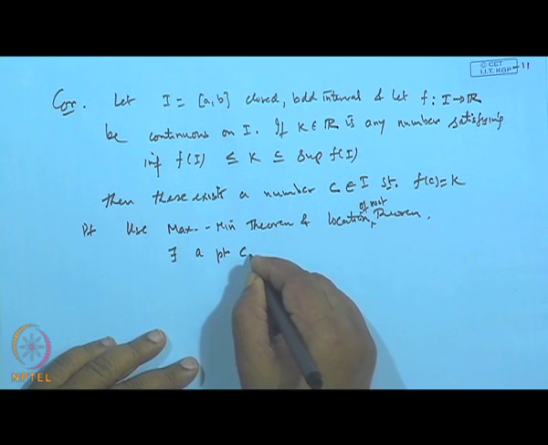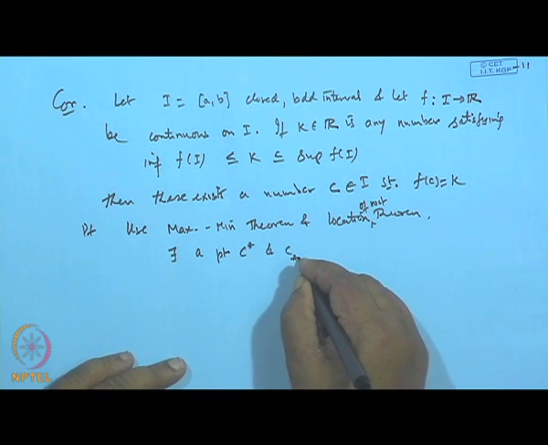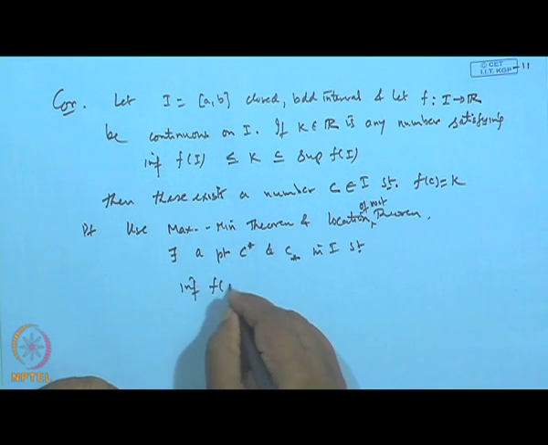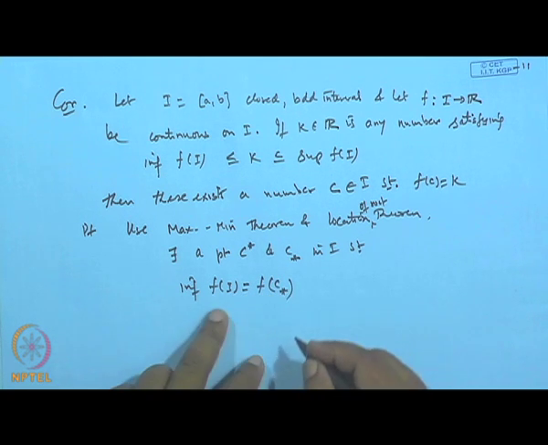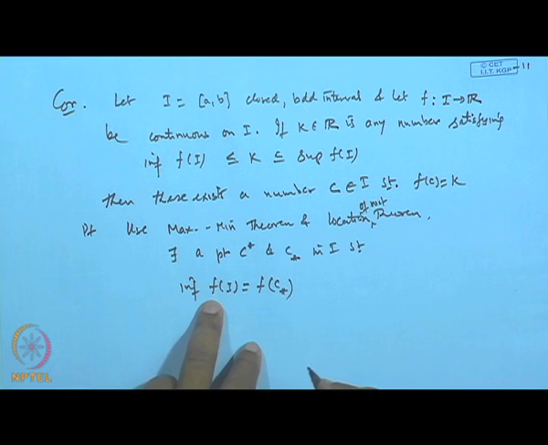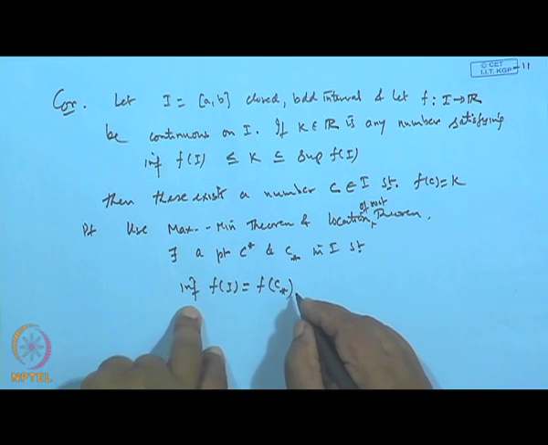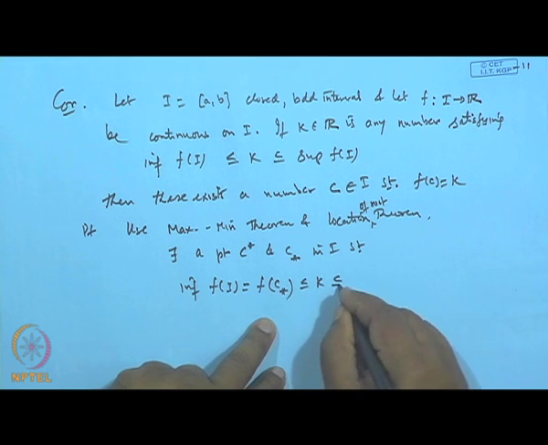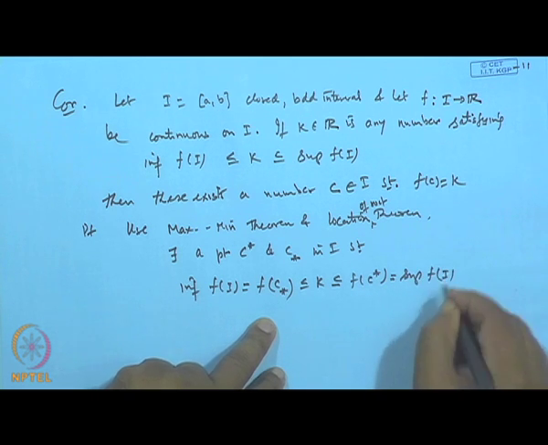So, what we see here, there exists a point, say C upper star and C lower star, in I such that the infimum will be f of C lower star. The infimum will be attained because I is a closed and bounded interval and f is a continuous function. So, there exists a point C lower star where f of C lower star is the infimum value, and then this is less than or equal to k, which is less than or equal to f of C star, which is the same as the supremum of f of I.